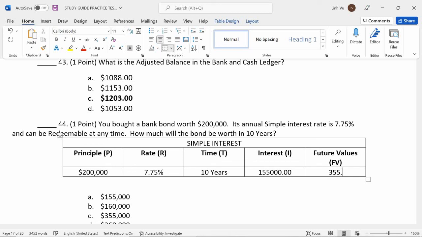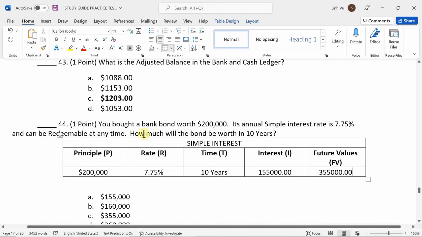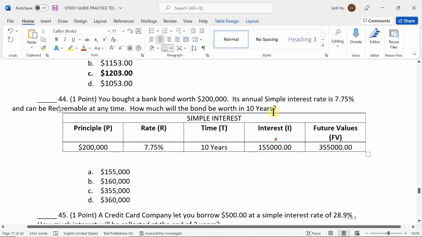355,000. Right. It's going to be your principal plus your interest. It's going to give you your future value. So what is this question asking you? Is it asking you for future value or how much interest you're collecting? How much will it be worth of future value? Correct. So in this case, that's what you have to look out for. What am I asking you? I'm asking you to tell me how much the future value will be worth in 10 years, not interest.